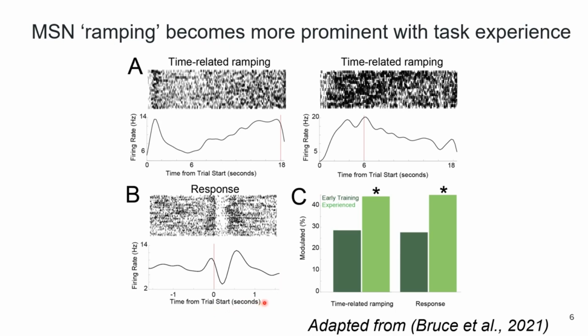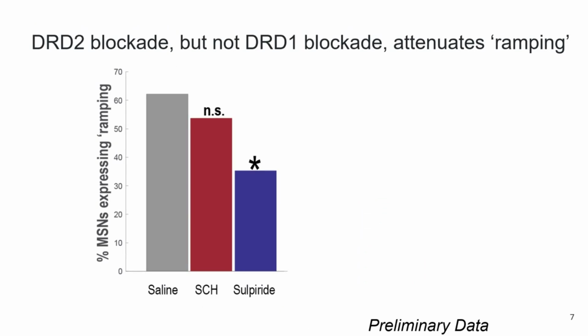We recorded from these animals over 10 days of continued experience with this task, and we noted that both of these activity profiles increased as the animals gained experience. We were very interested in the molecular identities of the cells expressing either time-dependent ramps or motor modulation, as we saw in the previous slide.